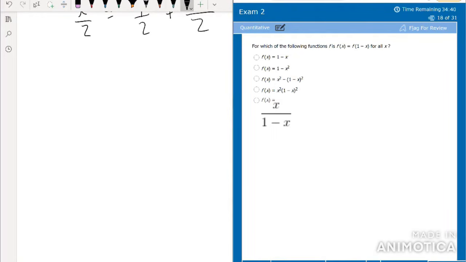Which of the following functions is f of x equal to f of 1 minus x for all x? Well, we effectively just plug in 1 minus x for x to sort of swap it around. Just looking at that, I mean, to be honest, it's going to be d. If you look at that, we just swap x and 1 minus x, and it's not going to make a difference.